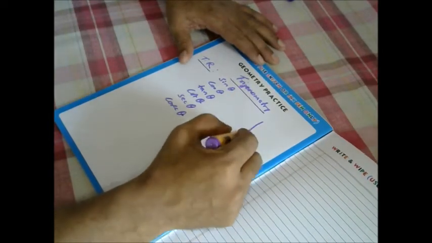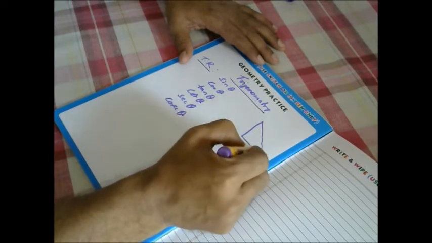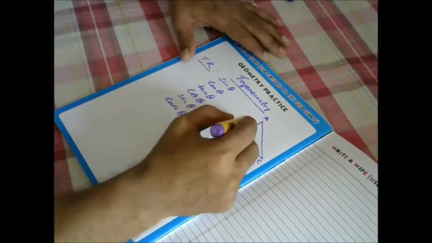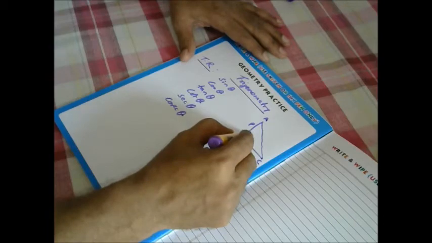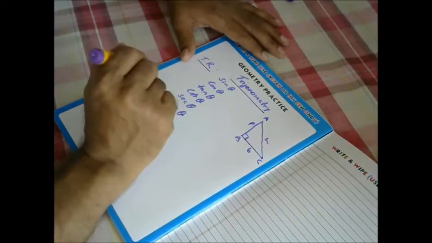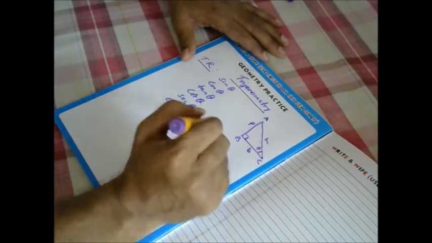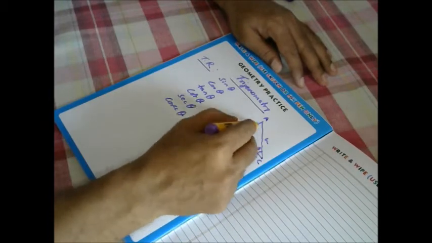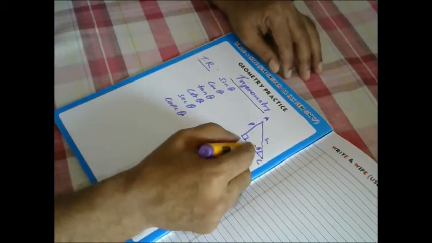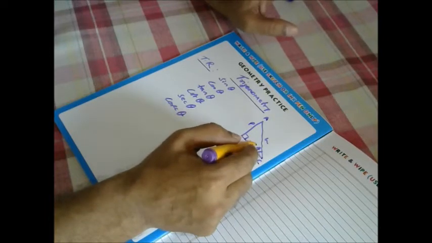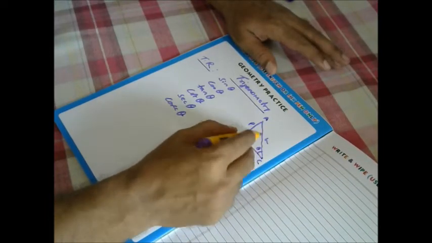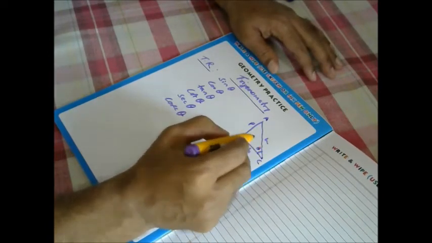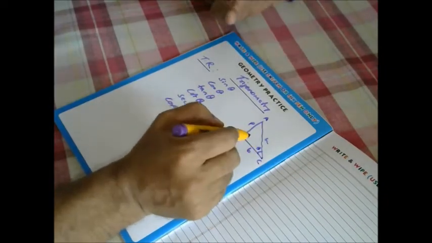Now let us suppose I have made a right angle triangle here, ABC. This is the perpendicular, this is the base, and this is the hypotenuse. And this is the angle theta. Here BC is not equal to AB, that's why the angle theta is there. If AB were equal to BC, it would become an isosceles triangle, and then these two angles would be equal. So this angle is theta only.